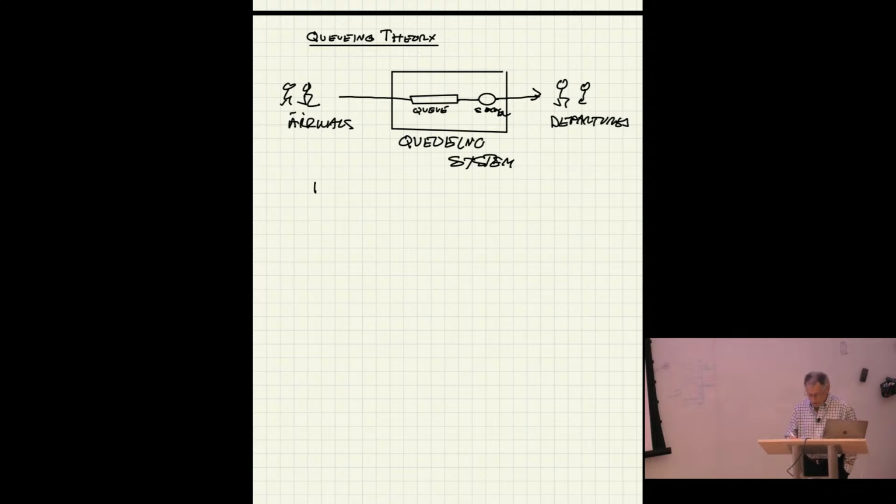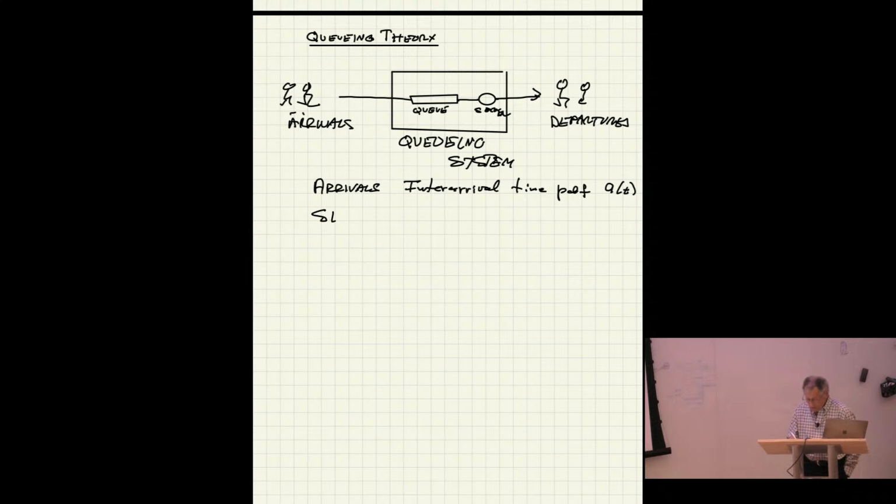Let's talk about the arrivals. The arrivals each have an inter-arrival time, time between arrivals, and the PDF, the density function of that, little p, little d, little f, we call A of t. A standing for arrival. That's a probability density function.